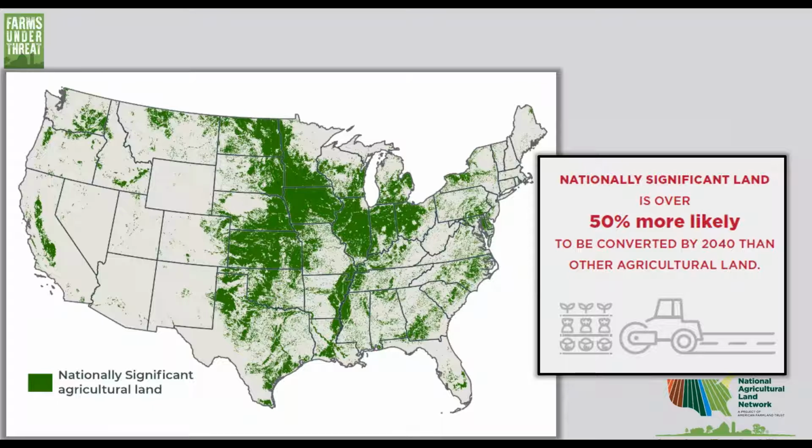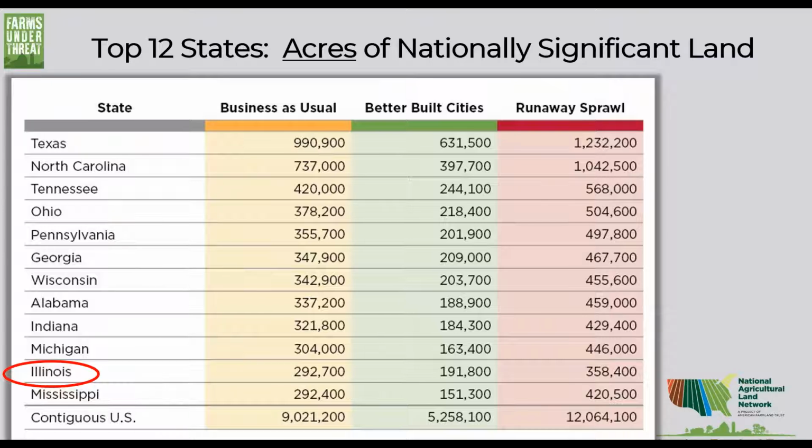So then this next slide, you see that Illinois ranks 11th among states in terms of projected conversion of its highest value farmland, with over 292,000 acres. Understandably, this is a very small percent of the millions of acres of nationally significant land in Illinois.